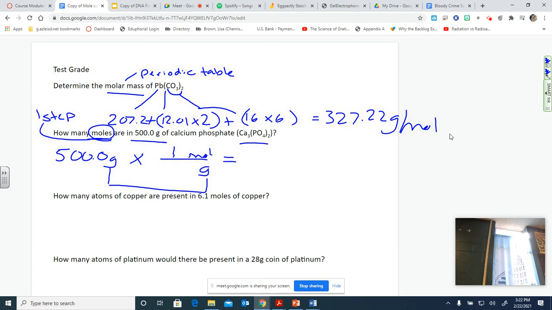I think on y'all's, I actually made it easier on the back of the test, where what you already added up is the molar mass. You need to get the same compound. I didn't do it on this side. So let's practice molar mass one more time. Here we go.